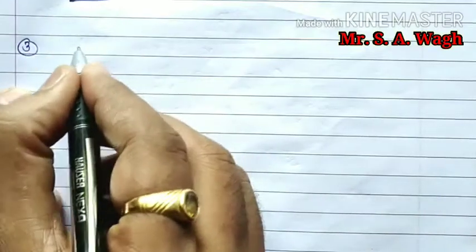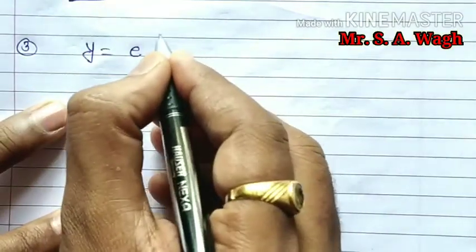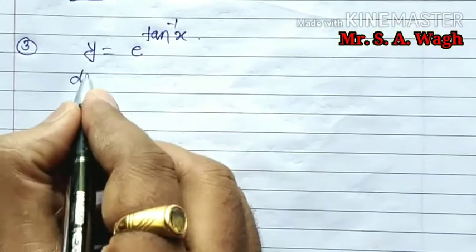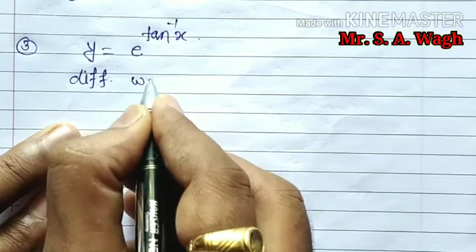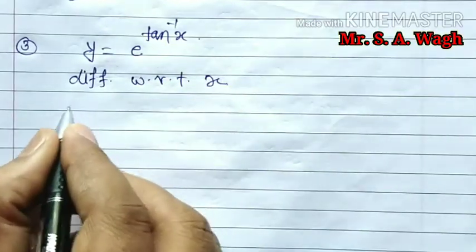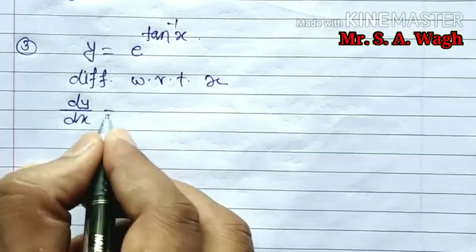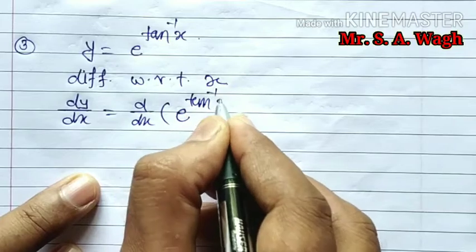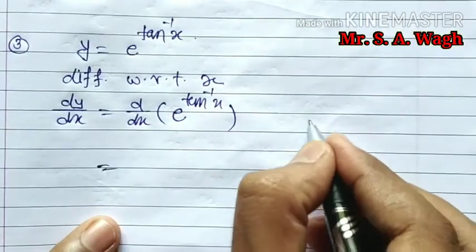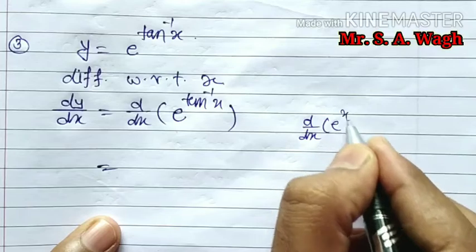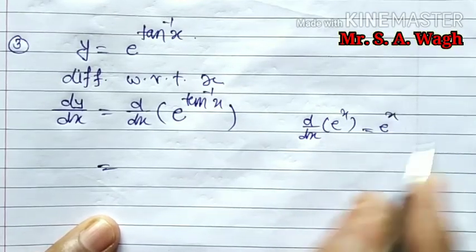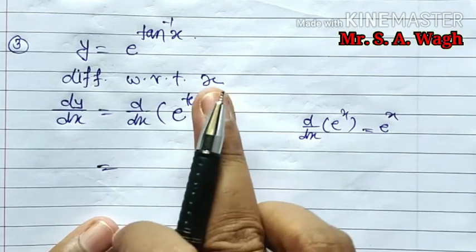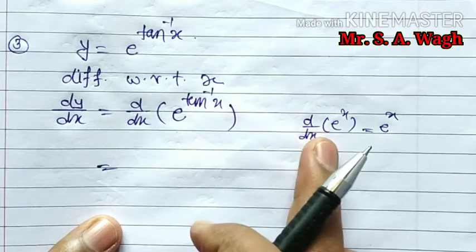Third one, suppose y is equal to e to the power tan inverse x. If we differentiate this with respect to x, we have dy by dx and d by dx of e to the power tan inverse x. We know that the derivative of e to the power x is e to the power x, and here e to the power tan inverse x is a composition of an exponential function and an inverse function. So we consider tan inverse x as x and apply this formula.